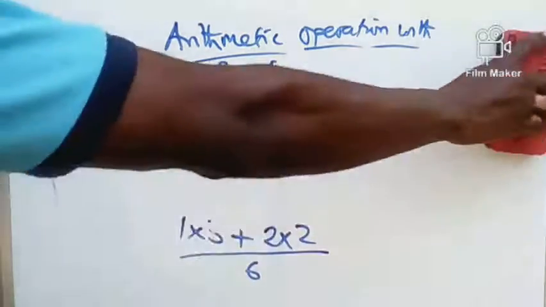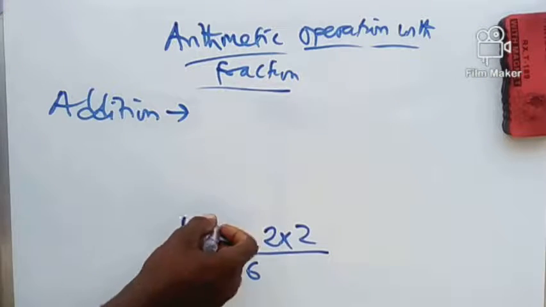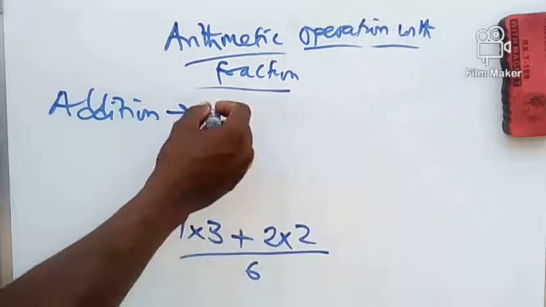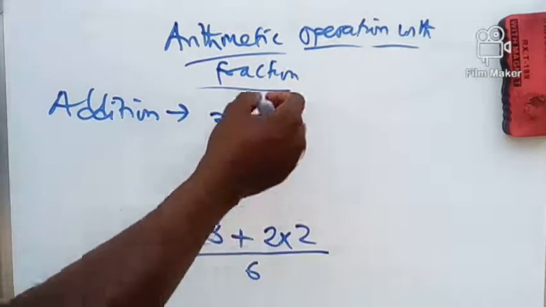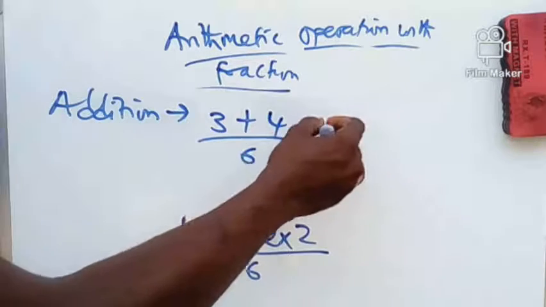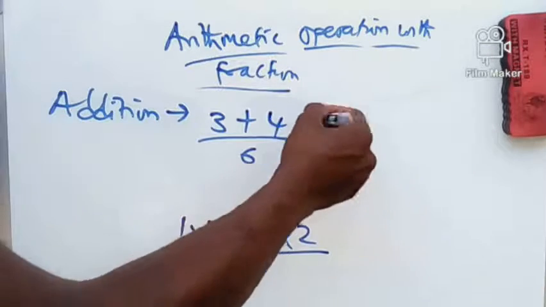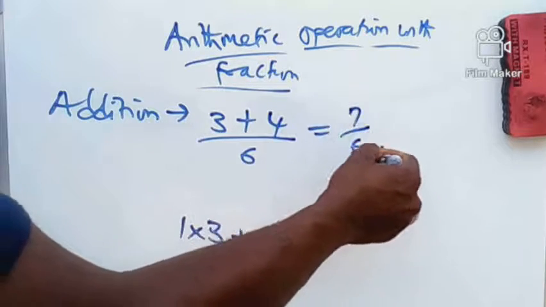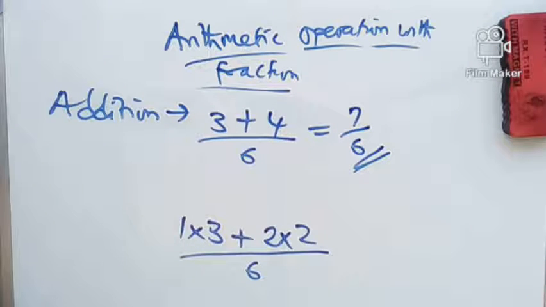So the next stage is to do what? Simplify further. So to simplify, we say 1 times 3, you have what? 3. We add 2 times 2 is what? 4. Divided by what? 6. So the answer is 3 plus 4, which is what? 7 over what? 6. And that is the final answer.